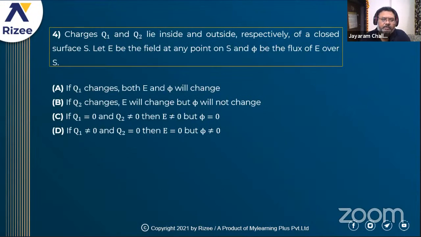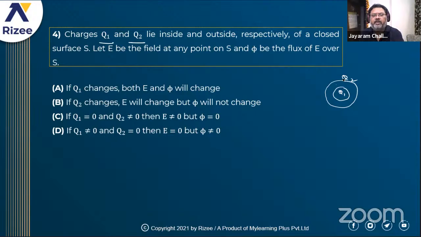So next one, sir. Charges Q1 and Q2 lie inside and outside, respectively, of a closed surface. So imagine a closed surface is there like this. There are inside and outside charges. So one is Q1. Let me take this as Q2.